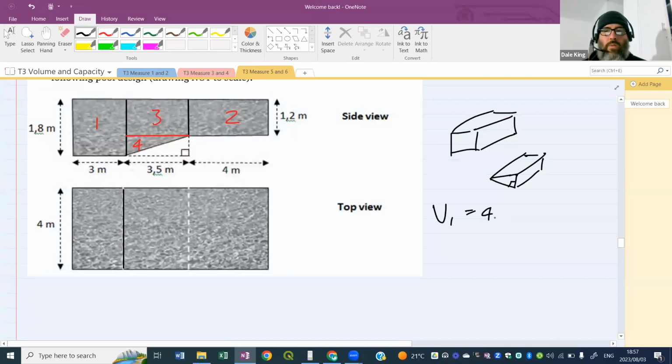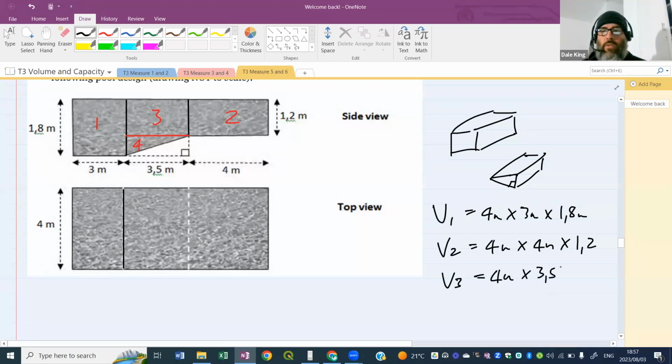I'm going to quickly do this before we close. So length is 4 times the breadth is 3 times the height is 1,8. Don't shout at me because I'm putting the numbers in the wrong place. It doesn't matter. And then for number 2, the length is also 4, the breadth is 4, and the height is 1,2. For the volume of the third rectangular prism, the length is also 4, the breadth is 3,5, and the height is also 1,2.